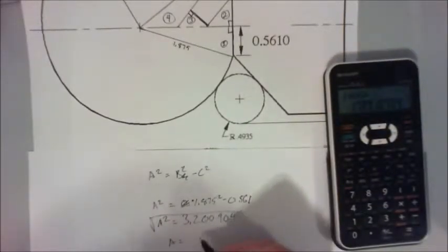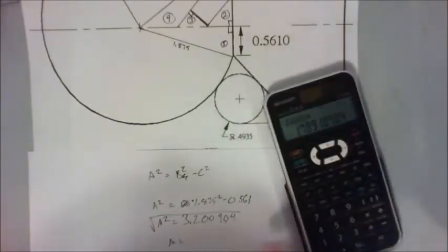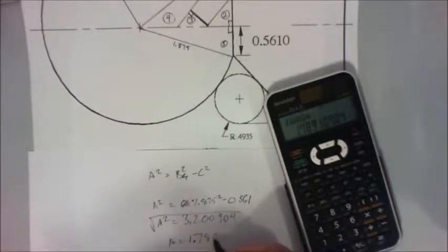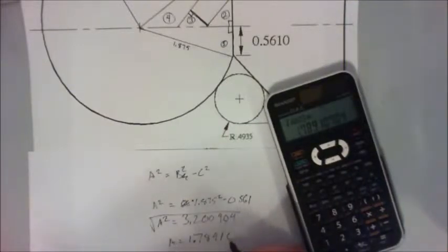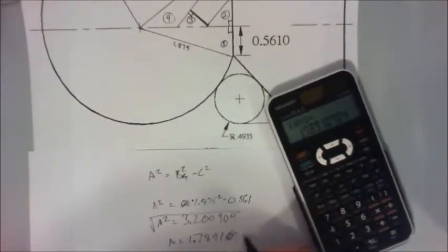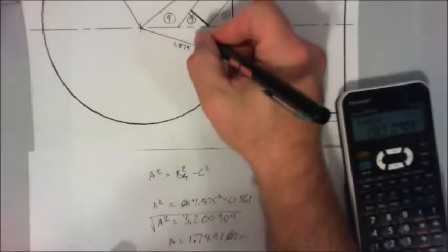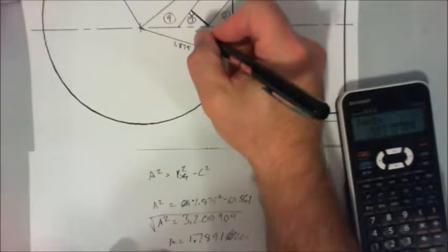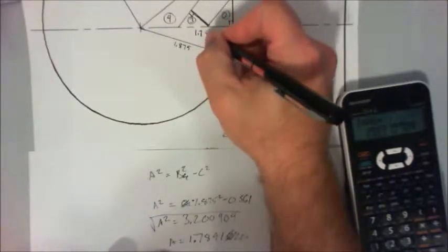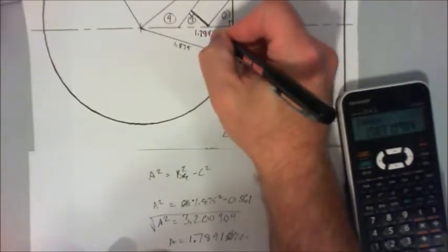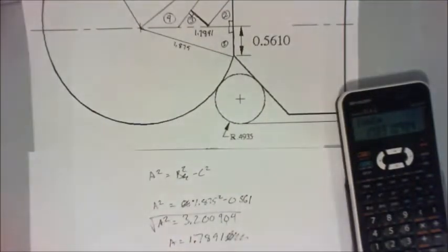I'm going to square root both of these. a equals 1.7891, and so on, all rounded. So we're going to say that this length here is 1.7891. And that's the first triangle solved.